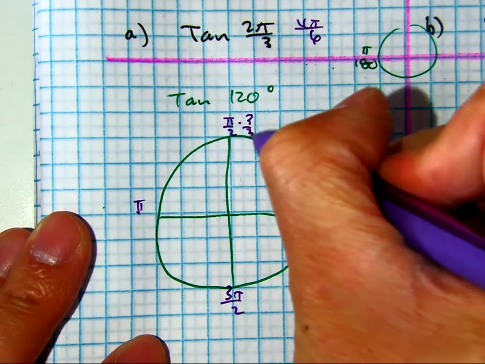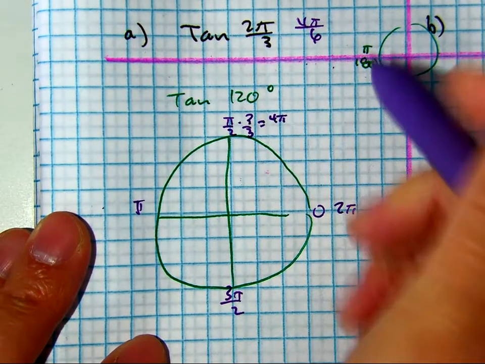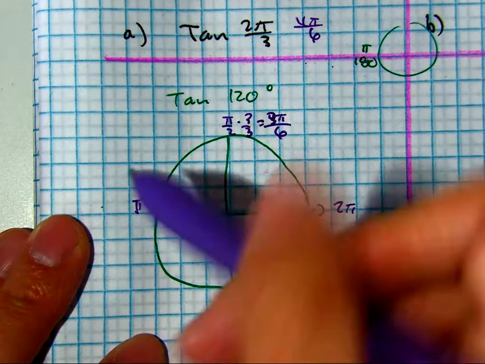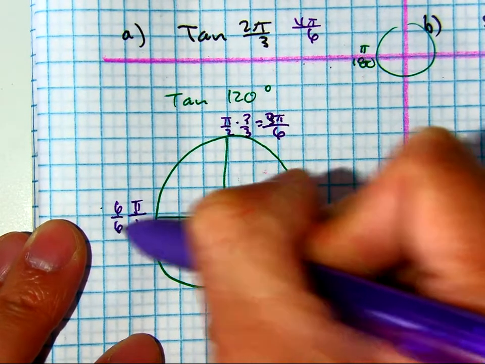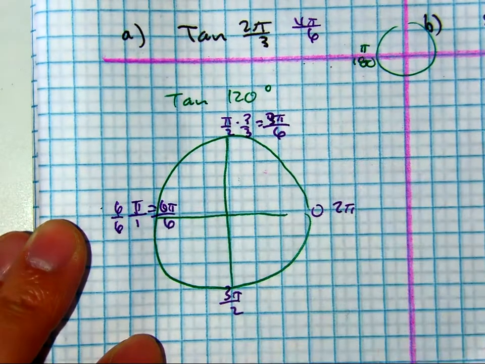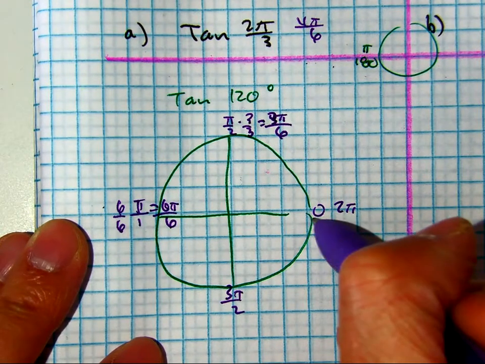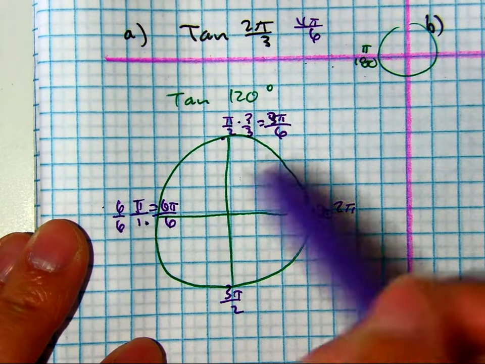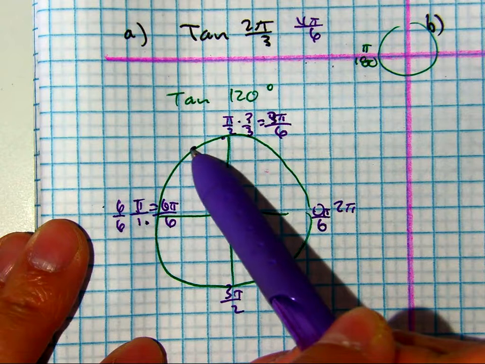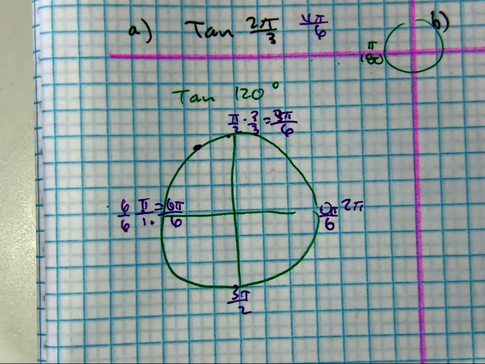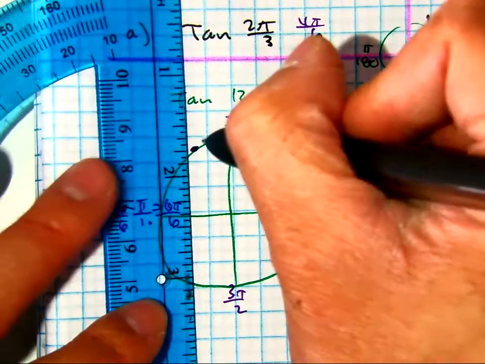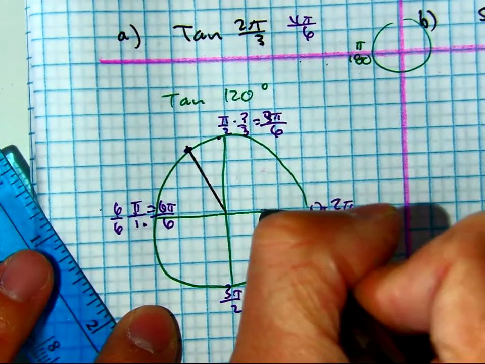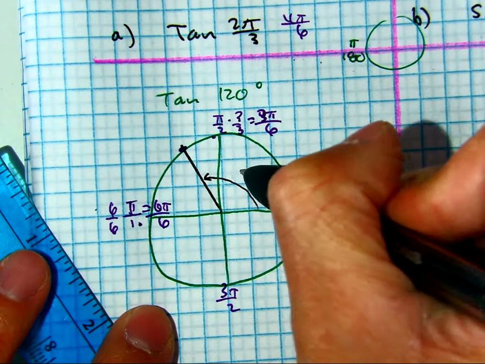So if I multiply by 3 over 3, here I get 3 pi over 6, and this one will become 6 pi over 6. So this is 0 pi over 6, this is 3 pi over 6, and this is 6 pi over 6. 4 pi over 6 is right here. Draw my triangle. Here's my ray. Last week we learned this is our theta. Theta here is 4 pi over 6.